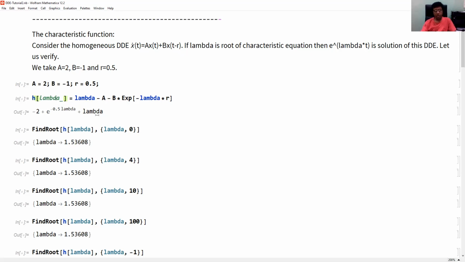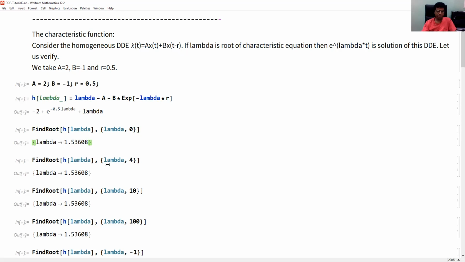Now we are going to use the FindRoot command. Of course we can use NSolve, but NSolve will provide only one solution, and we are going to find different solutions. For FindRoot, we have to write the equation H of lambda equal to 0, then the variable name lambda and an initial point. So we ask Mathematica to find a root in the neighborhood of 0, and it provides 1.53608.